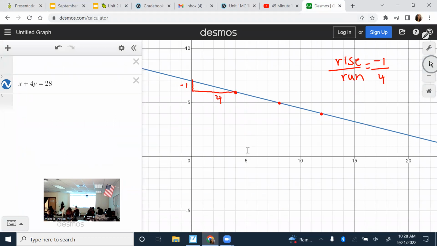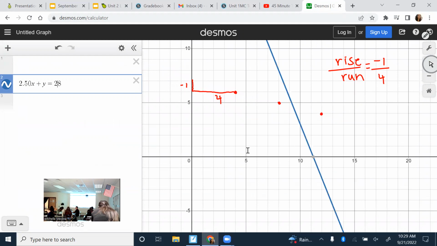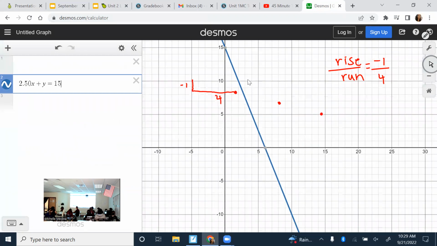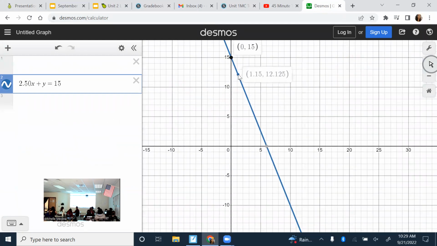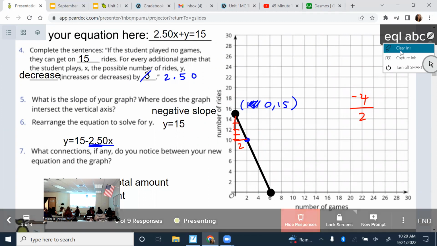Let me try typing that in here. The 2.50x plus y equals 15. All right, and then when you count the rise over run and some points that go nicely through it, it ends up being -5/2 actually, which is -2.50. Sorry. It's hard when it's not a perfect graphing technology type graph.